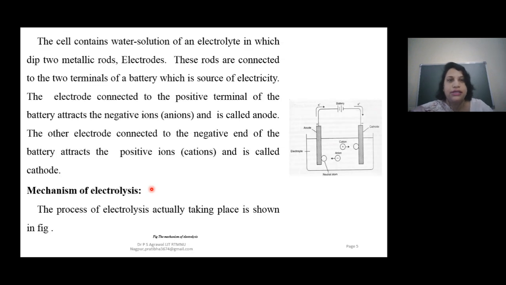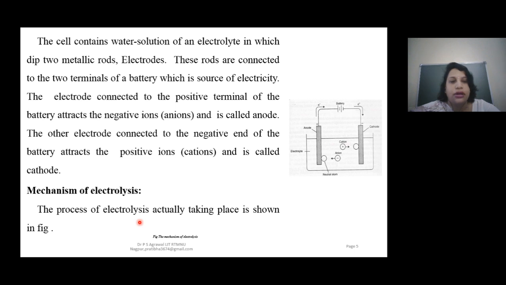Now we will see what the mechanism of electrolysis is. The process of electrolysis actually takes place when the cations migrate to the cathode and form the neutral atom by accepting the electrons. Anions migrate to the anode and yield a neutral particle by the transfer of electrons. As a result of this loss of electrons by anions and gain of electrons by cations at their respective electrodes, chemical reaction takes place.